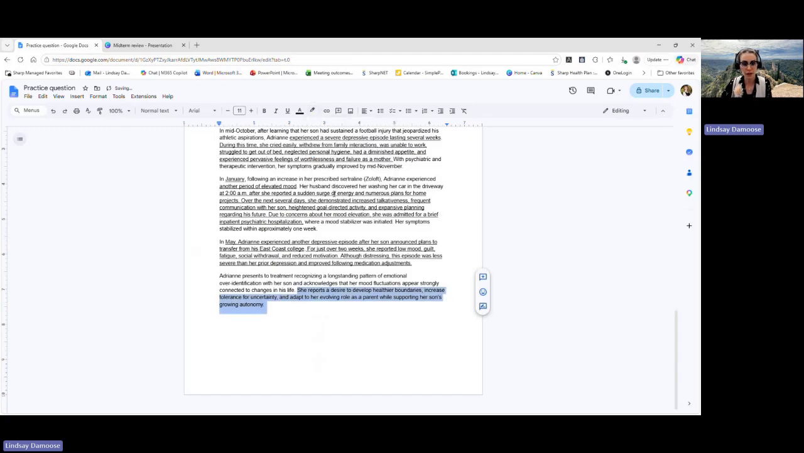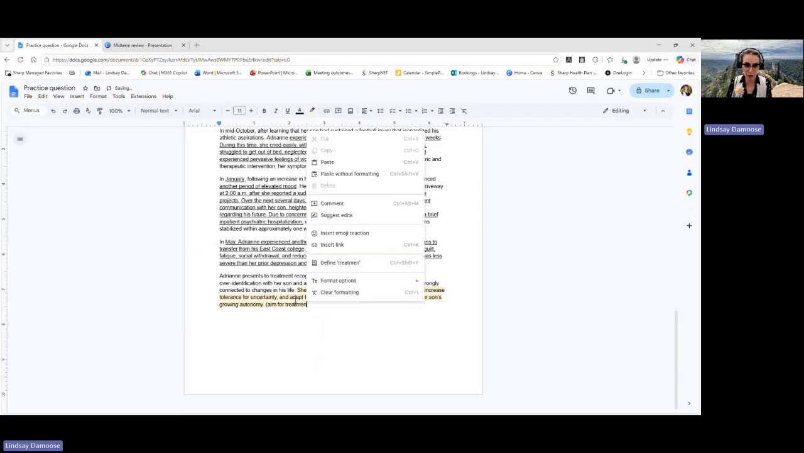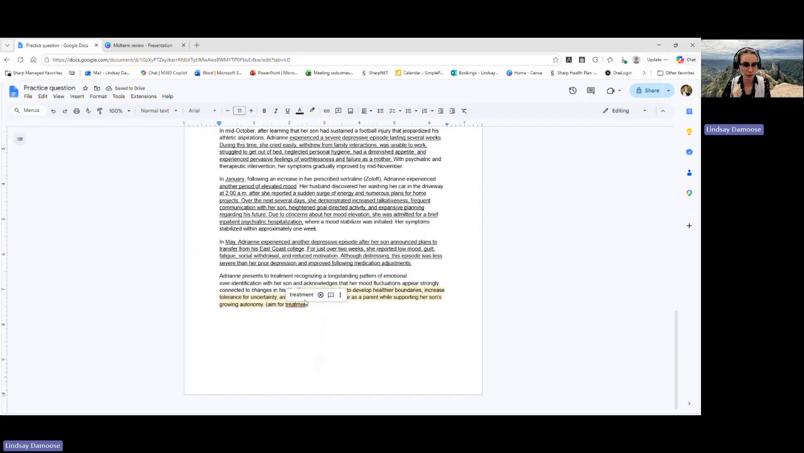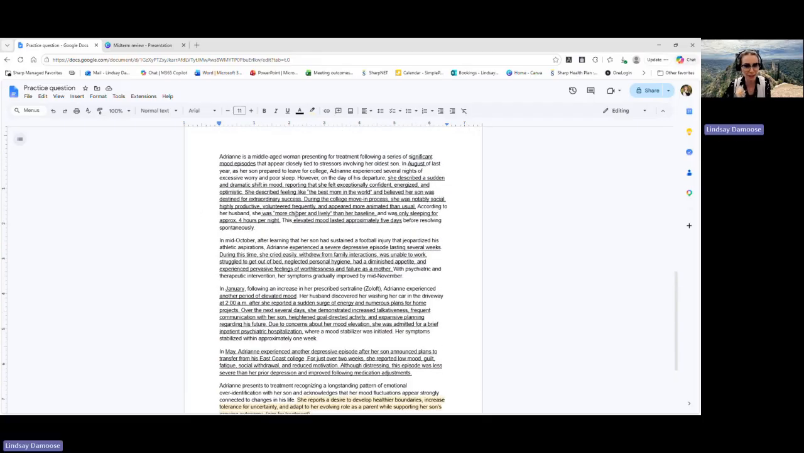I would say that this is a perfect aim for treatment, right? Where we can identify that is fantastic information that she's giving us that we would want to put right into that. Adrienne will develop healthier boundaries, increase tolerance for uncertainty, and adapt to her evolving role as a parent while supporting her son's growing autonomy. Wow, that is a wonderful overarching perspective of what we're going to do to help her. Okay, so going back to this.